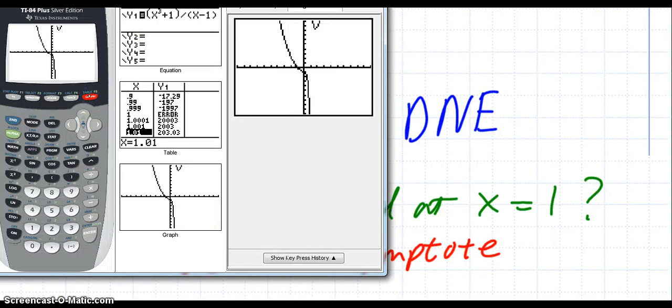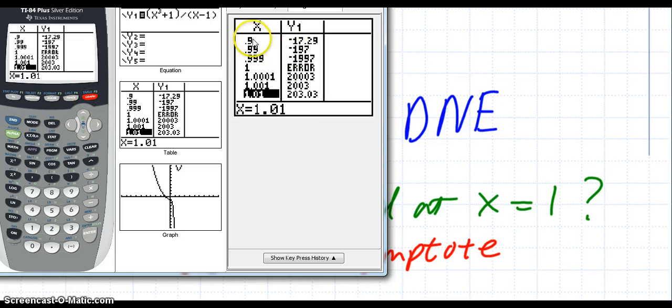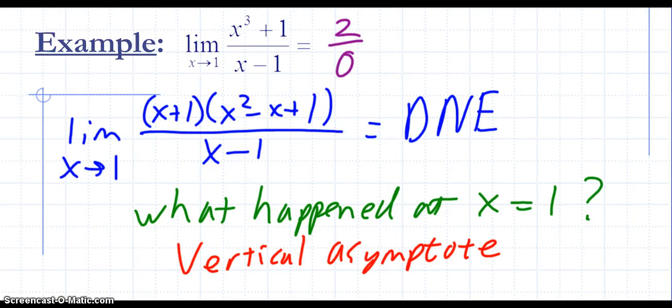So here I put the function in, and I can see as I approach 1 from the right, the function is going down. As I approach 1 from the left, the function is going up. I can also see that in the table here, so I put in these values. These numbers are going down, these numbers are going up. Those are not approaching the same value, they're not even approaching a value, they're approaching negative infinity and infinity.